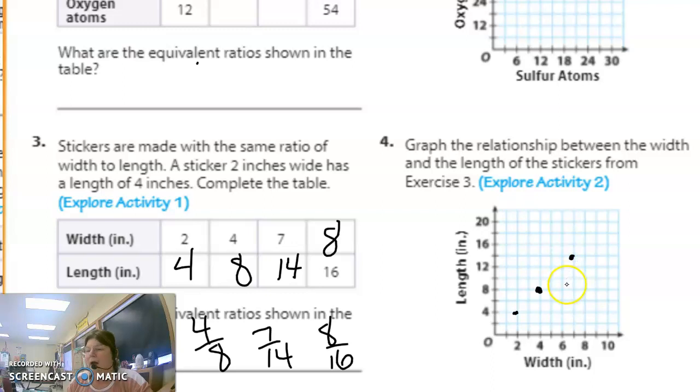Okay. And our last one is 8 to 16. So there's our 8, and we're going to go up to the 16 right there. Okay? I've had some kids use a ruler. They find it easier to stay on your grid lines that way. Some people can do it just by looking. It's kind of up to you how you end up doing this.